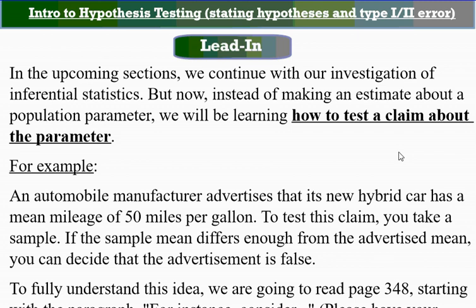Today we're going to be working on stating hypotheses and the type of errors that occur and what we're trying to avoid when we develop these, what we're calling hypothesis tests. So we'll get to that here in a moment. Let's just talk about this lead-in situation.